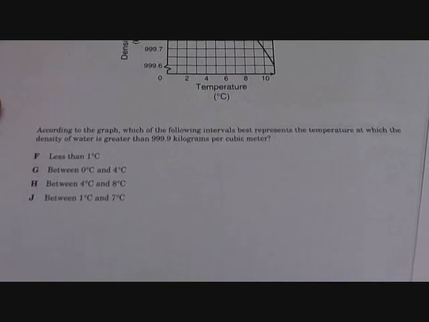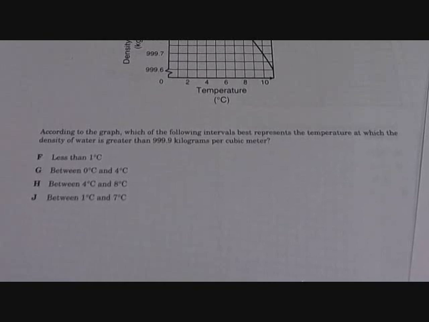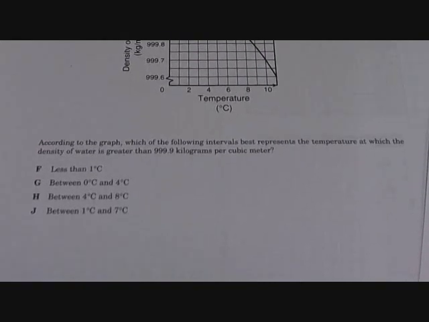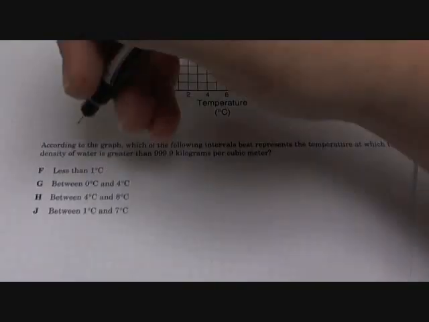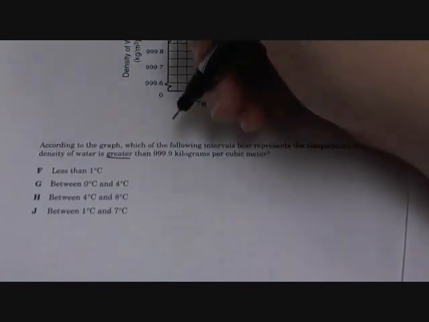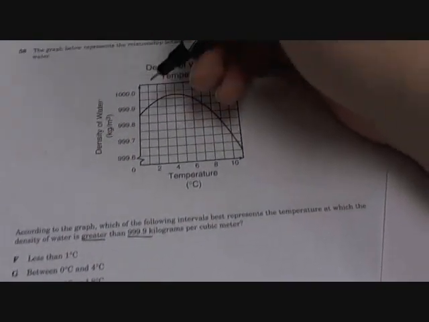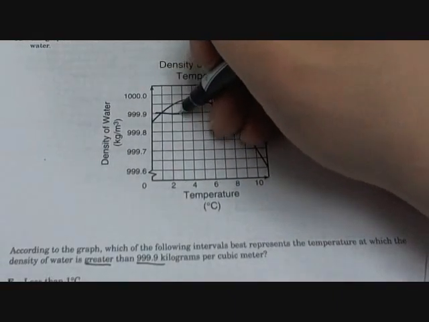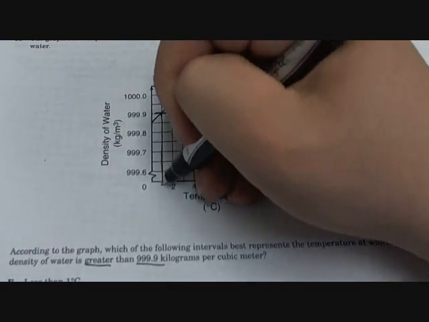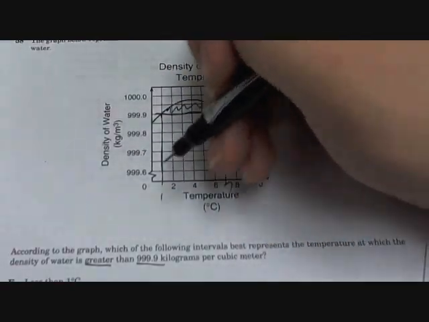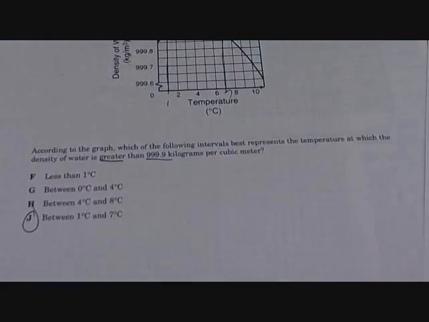58. The graph below presents the relationship between the density of water and the temperature of the water. According to the graph, which of the following intervals best represents the temperature at which the density of water is greater, keyword greater, than 999.9 kilograms per cubic meter? So where's 999.9? It's here. So where's greater than? It's only greater than here. It meets here, that's 1, and it meets here, that's 7. So it's between 1 and 7. Which of these answers gives us between 1 and 7? J.